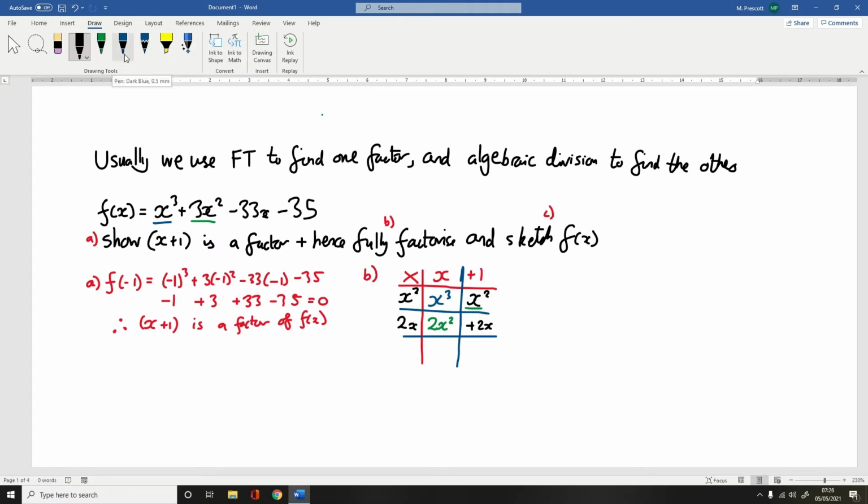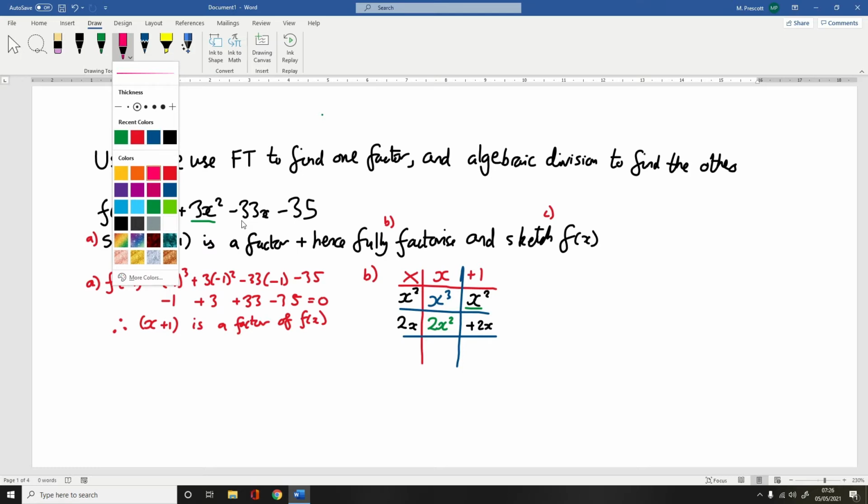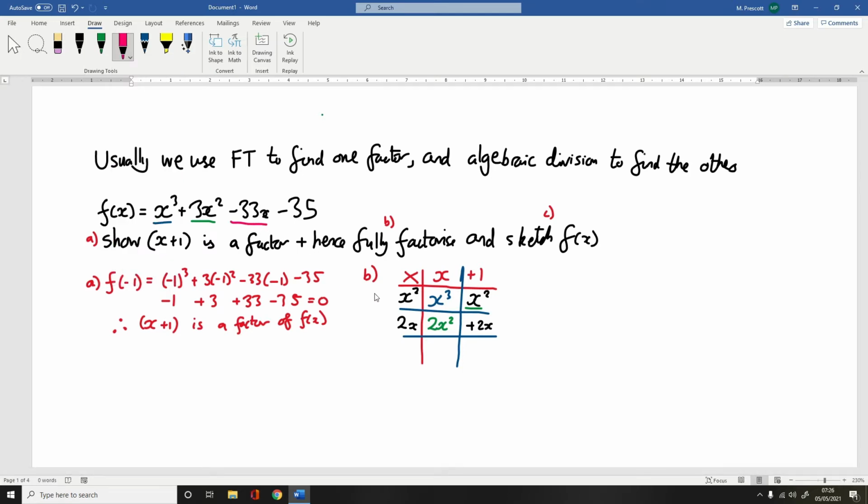And then we look at our quadratic again. We think, well, we've got minus 33x here, but we've only got 2x so far. How do we make that into minus 33x? We take away 35x. So what does that mean this number on the left is going to have to be? Well, that's going to have to be minus 35, because that's x times minus 35. And this is going to have to be minus 35, because that's 1 times minus 35. We have one last look back at the question, and we think, well, we've got minus 35 here, we've got minus 35 here, so we're done, there's no remainder.